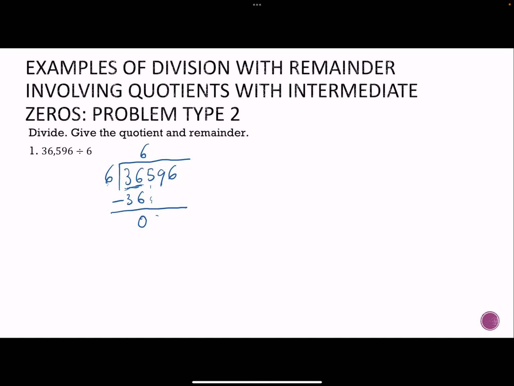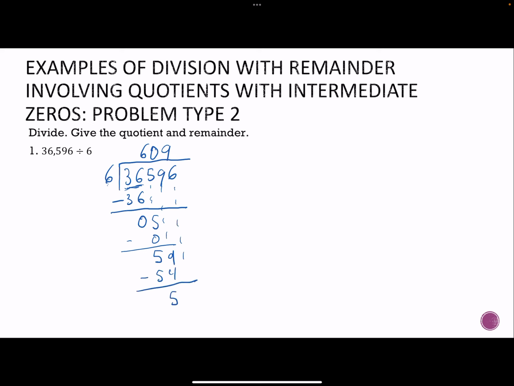So I pull down a 5. Okay, how many times does 6 go into 5? That's 0. 0 times 6 is 0. We subtract 0, we still get 5, and we pull down the next digit. How many times does 6 fit into 59? That's going to be 9. 9, 18, 27, 36, 45, 54. 9 times 6 is 54. We subtract and get 5.